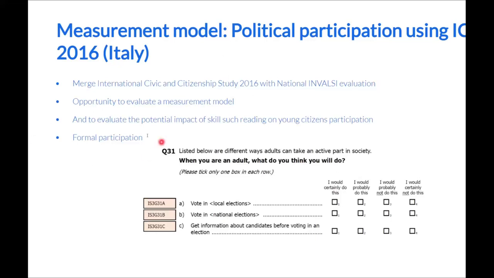In order to evaluate formal participation, when you're an adult, what do you think you will do? These are 3 indicators: you will think you will vote in both the national election and the local election, and get information about candidates, and the probability of doing that. And you need to recode these scales because they are reversed.